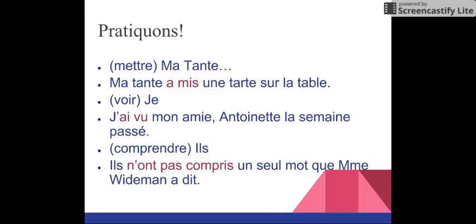Now note here the ne pas, the negative for the passé composé, the ne pas goes around just the one verb, the auxiliary verb, which in this case is avoir. You won't have 2 verbs inside the ne pas, just one. Ils n'ont pas compris.